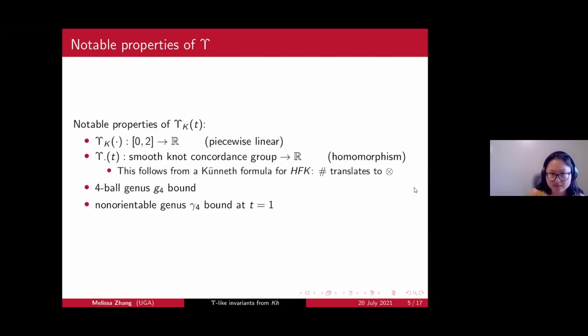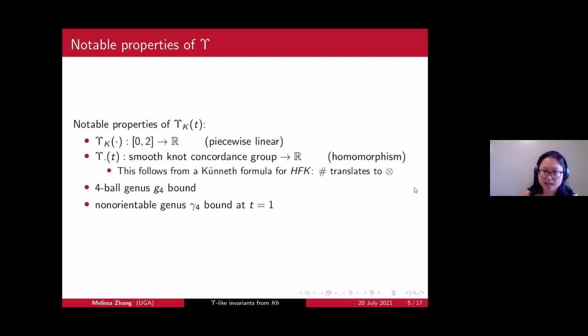As we'll see with a lot of these invariants that we're looking at today, such as Rasmussen's invariant, you also get a four-ball genus bound, which is of course related to this. And then this also gives you a non-orientable genus bound. So if you want to bound your knot in the four-ball with something non-orientable, you can also think about that genus. Okay. I should say here that the fact that this is a homomorphism was very much emphasized, and it's a very interesting thing because then you can study the structure of the knot concordance group.